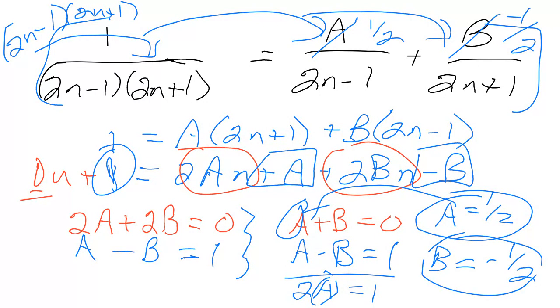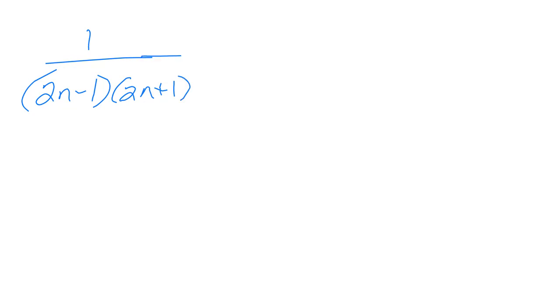Then I can factor out a 1/2. Let's just start over. I can rewrite 1 over (2n minus 1)(2n plus 1) as equivalent to 1/2 times the quantity, 1 over 2n minus 1, which is what I had for the first one.